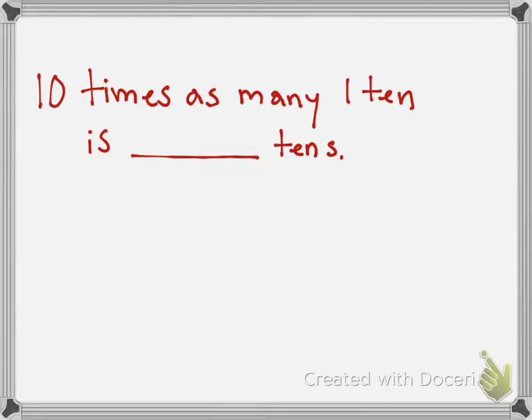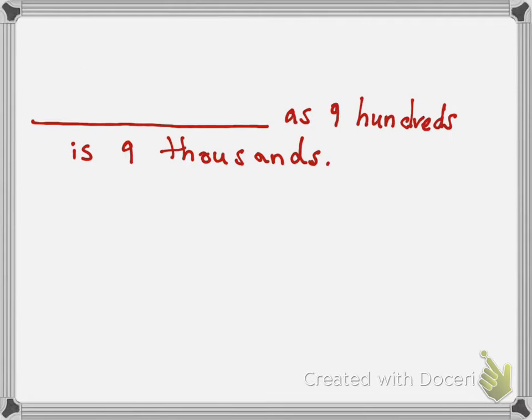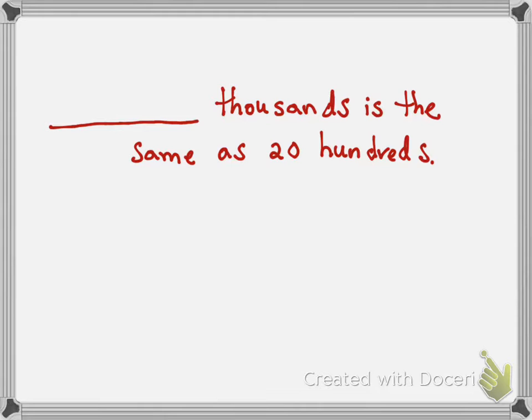10 times as many as 1 ten is blank 10s. How many 10s is that? Complete the next following statements. 10 times as many as blank 10s is 30 10s or blank hundredths. Blank as 9 hundredths is 9 thousandths. Blank thousandths is the same as 20 hundredths.